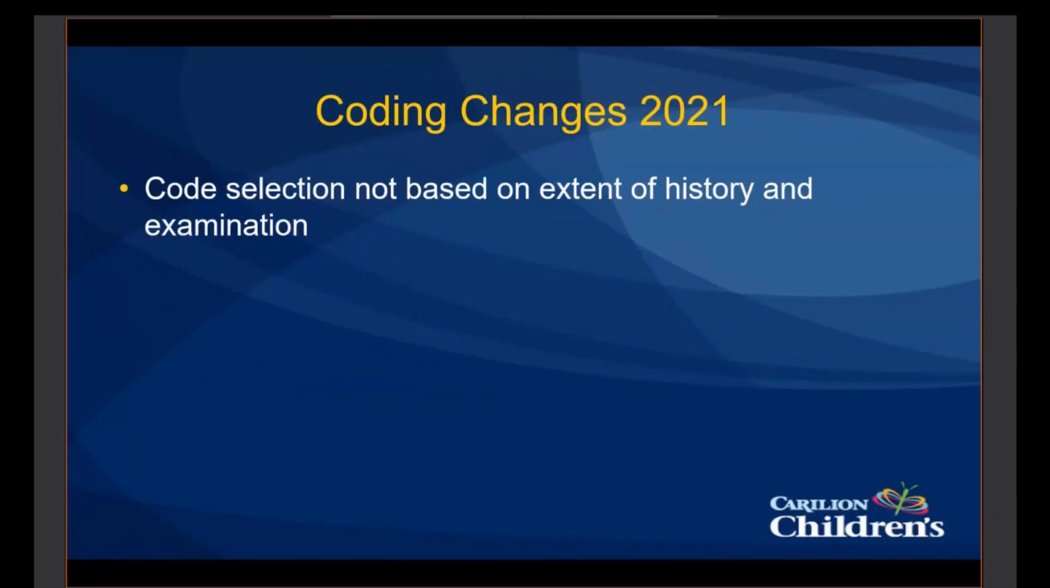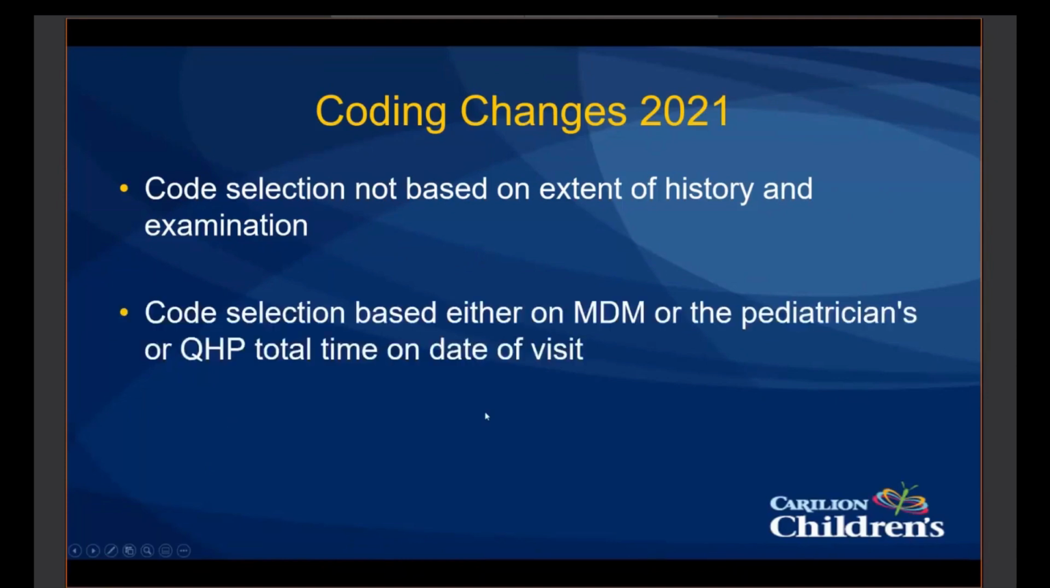The code selection is now based either on medical decision making or the pediatricians' or the physicians' or the qualified health professionals' total time on date of the visit. Only office-based services have been affected. Well child codes 99381 to 99385 and 99391 to 99395 have not been affected.